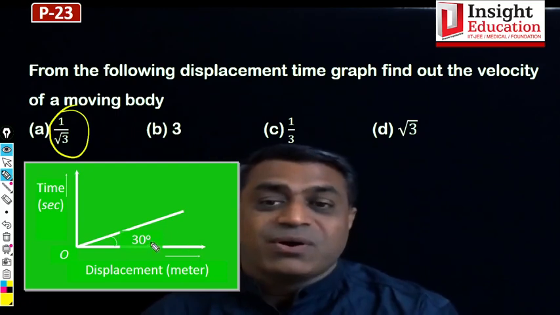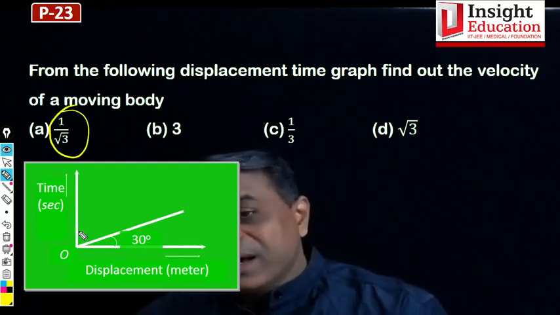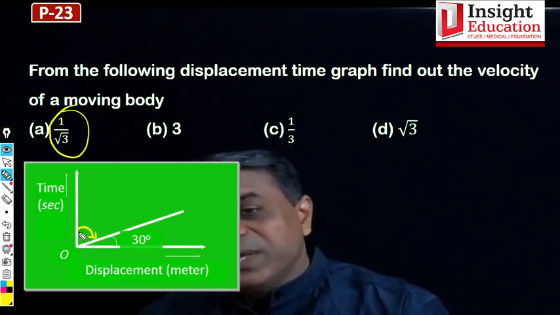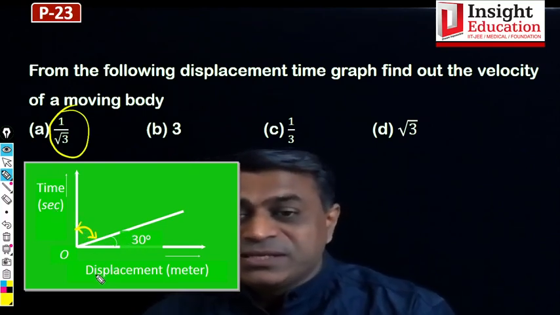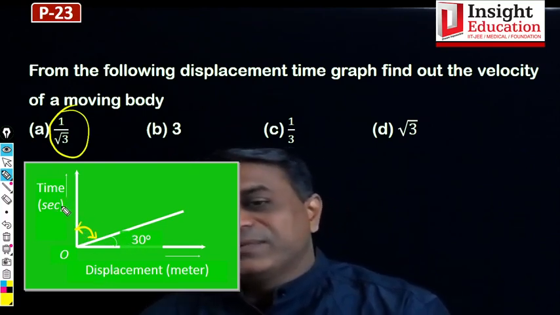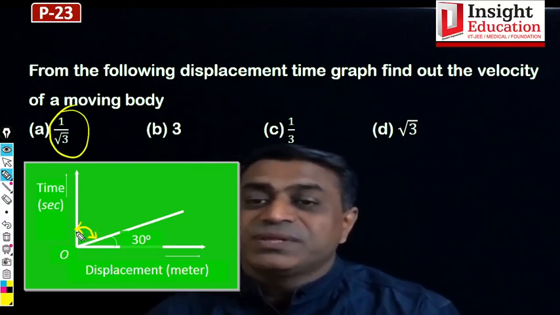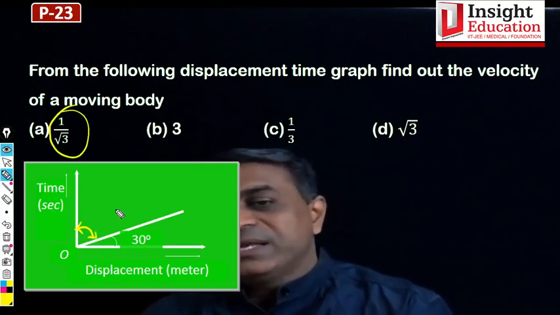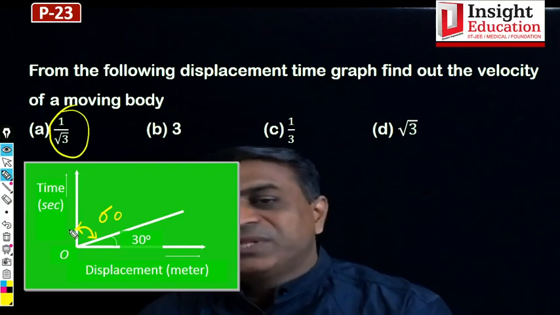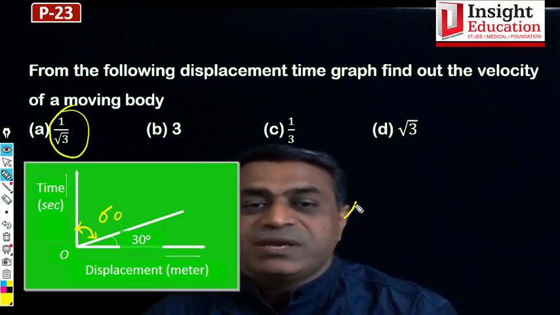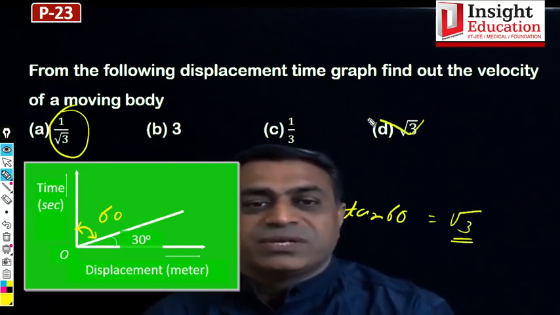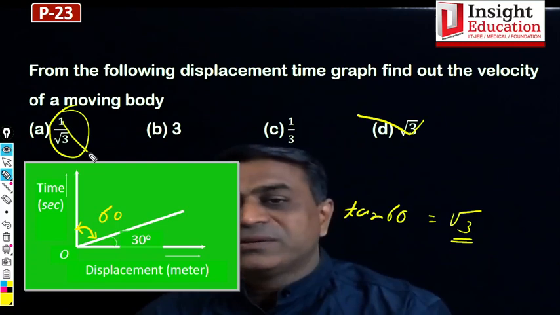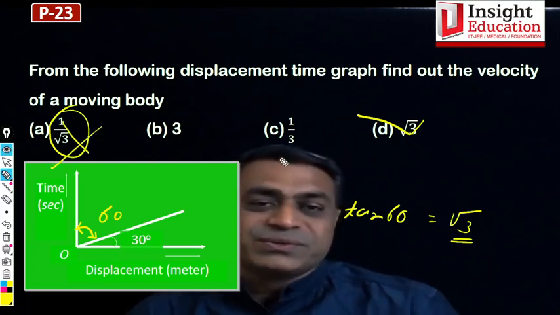Why? Because the concept is that the angle should always be measured with the time axis. Here it is a displacement-time graph, so the angle should always be with the time axis. If this angle is 30 degrees, then with the time axis it should be 60. So tan 60 is root 3. The answer is root 3, not 1 upon root 3.